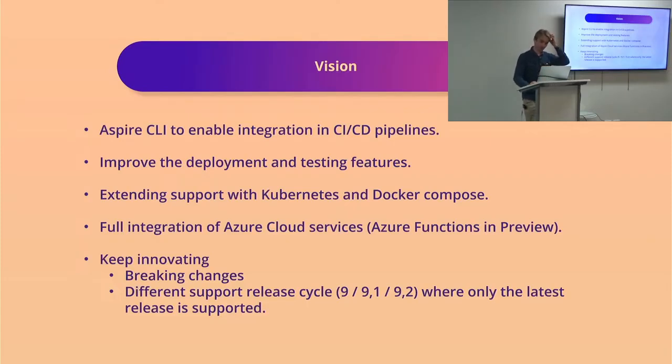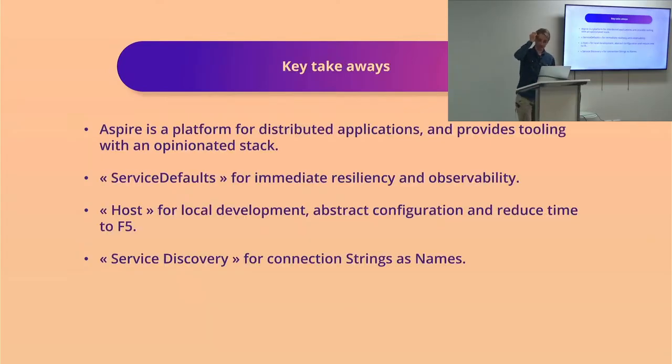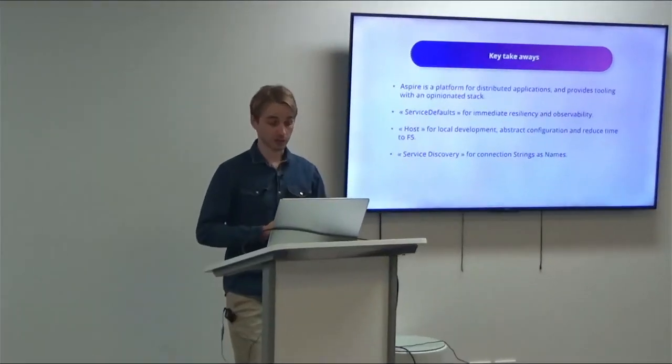All right, I think it's time to wrap it up. Some key takeaways. So yeah, Aspire is the platform for distributed applications and provides tooling with an opinionated stack. Remember the service defaults for immediate resiliency and observability, as we saw. Something I haven't shown you, but with just the service defaults, it configures OpenTelemetry, and you can actually plug that into Application Insights on your Azure. So you can do that without even involving the app host. I just wanted to mention that.